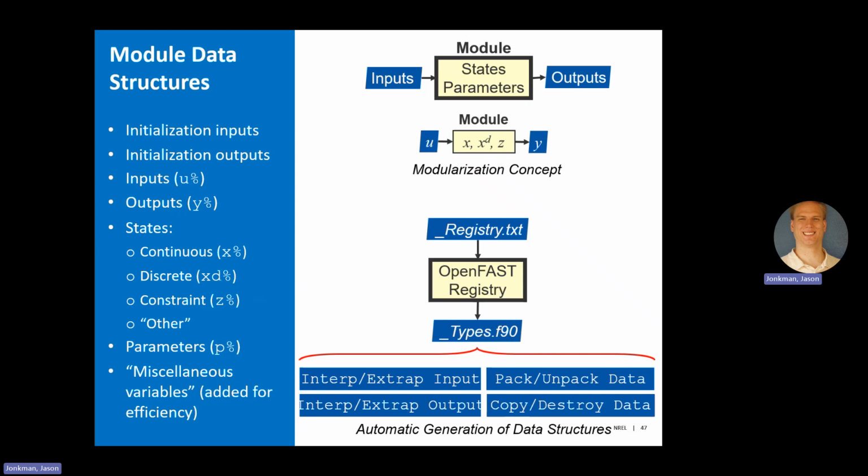The pack and unpack routines are used for the save and retrieve capability, or for the checkpoint files. So again, that's what's in those types files. You never need to touch them, but you can certainly look at them if you want to see what's been generated. But the registry files we definitely change every time we add or change states, inputs, outputs, or parameters. So hopefully that makes sense.